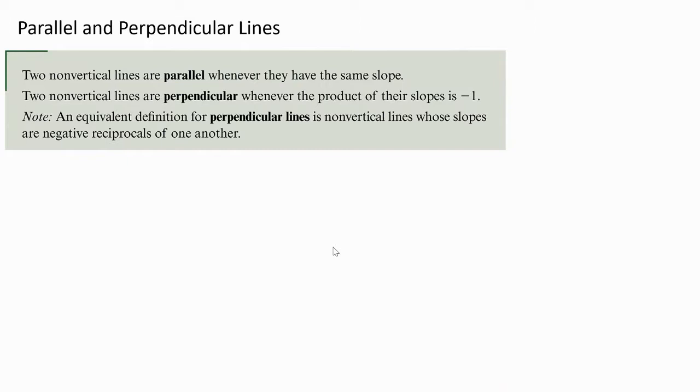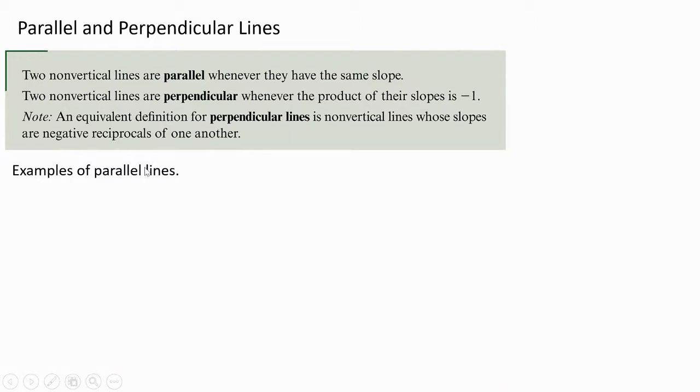Okay, now, here comes parallel lines and perpendicular lines. When two non-vertical lines are parallel, they have the same slope. So parallel lines have the same slope, right? And two non-vertical lines are perpendicular whenever the product of the slopes is -1. Or an equivalent definition for perpendicular lines is the non-vertical lines whose slopes are negative reciprocals of one another. Or some even say the opposite reciprocals. What does that mean? Right now I'm going to show you what that means.